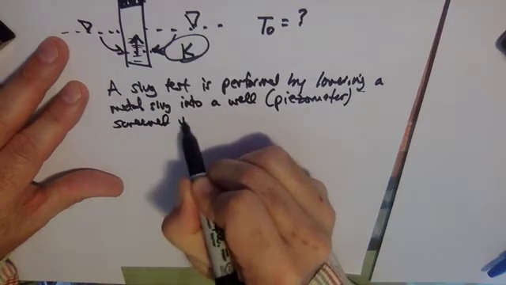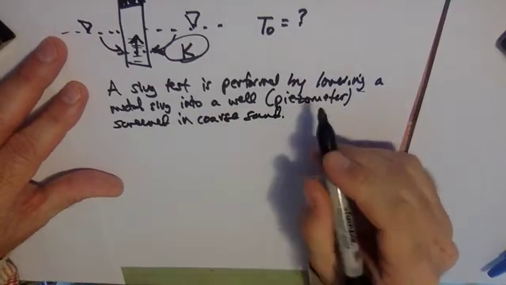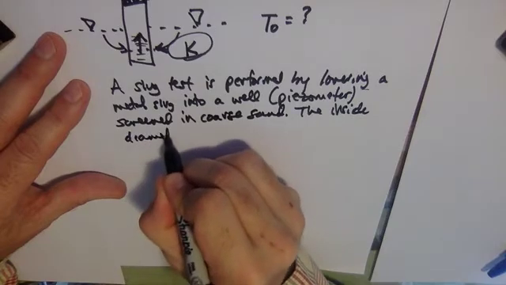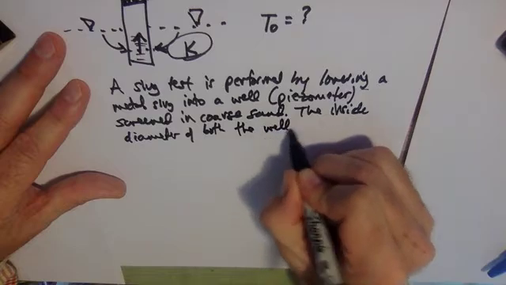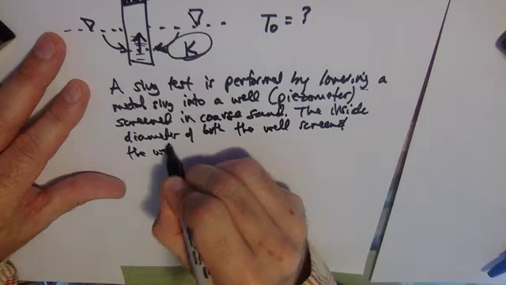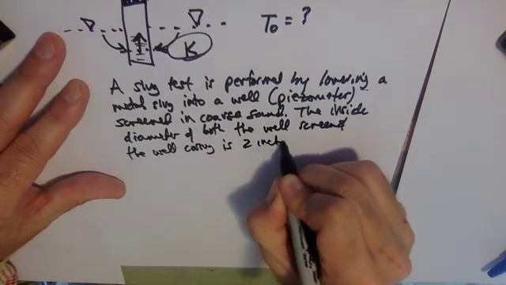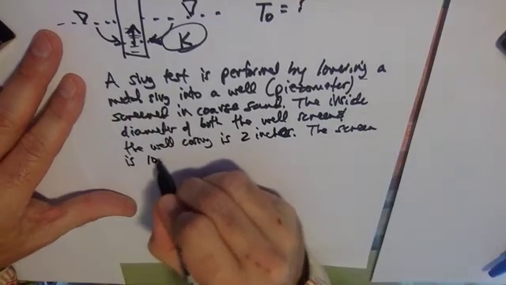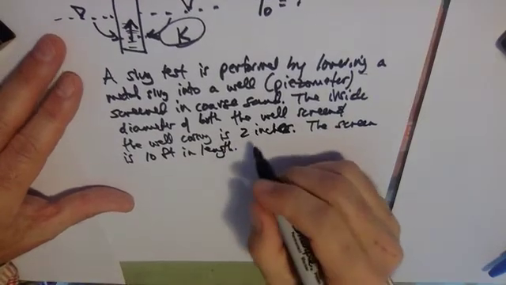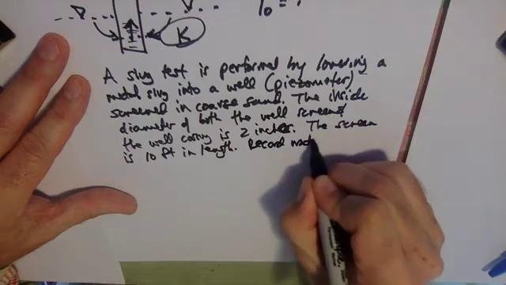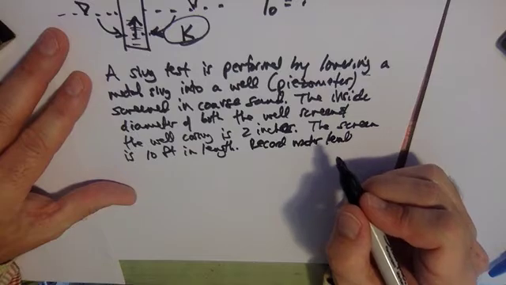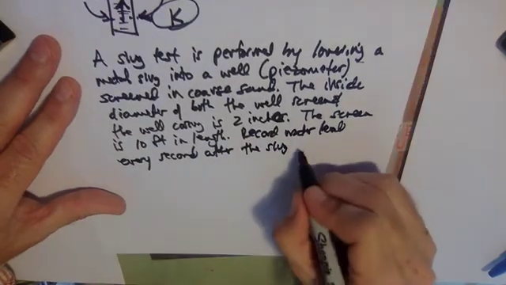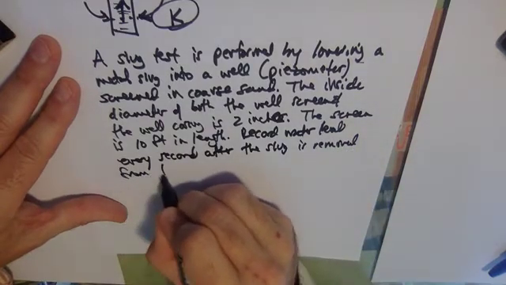that is screened in, or formed in, coarse sand. The inside diameter of both the well screen and the well casing is 2 inches. The screen is 10 feet in length. And we record the water level every second after the slug is removed from the piezometer.